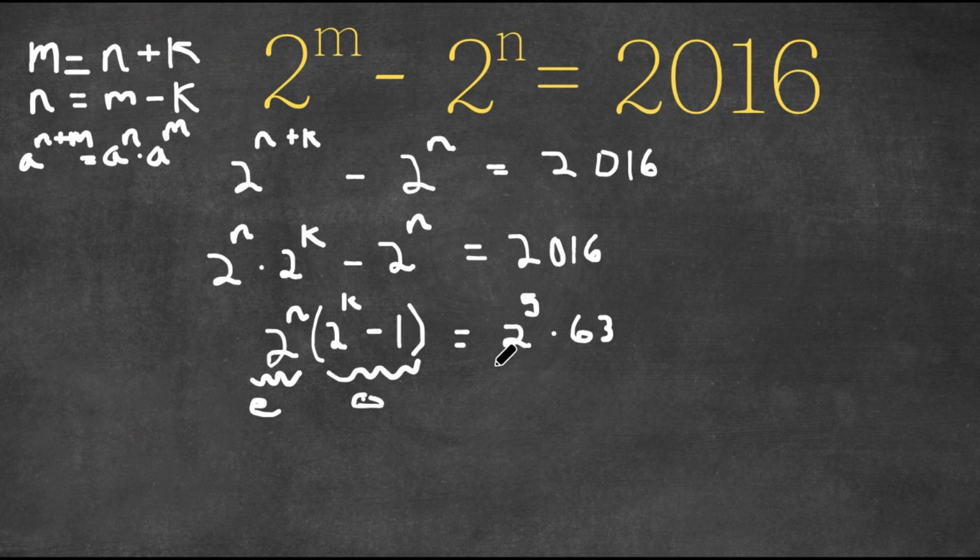And now from this, remember, this is even. 2 to the power of anything will result in an even number, and 63 is odd. So I'm writing O for odd.